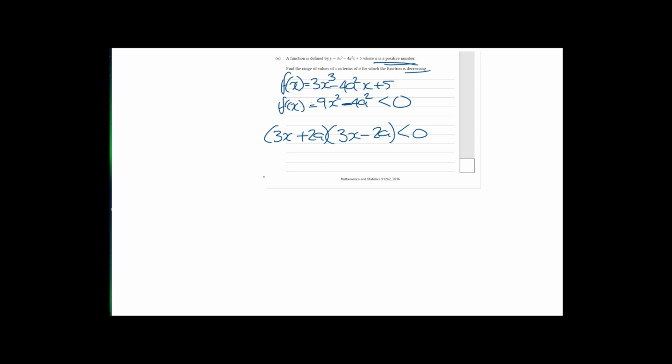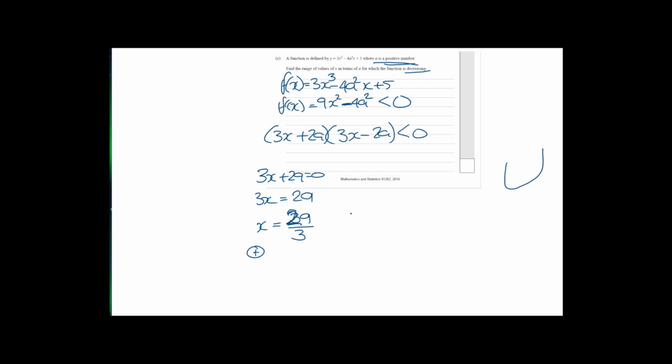So let's set 3x plus 2a equal to 0. 3x equals 2a. x must be equal to, sorry, 2a over 3. And that's going to be a positive number. Okay. Now the parabola is going to kind of look like that. So that's going to be the upper end.